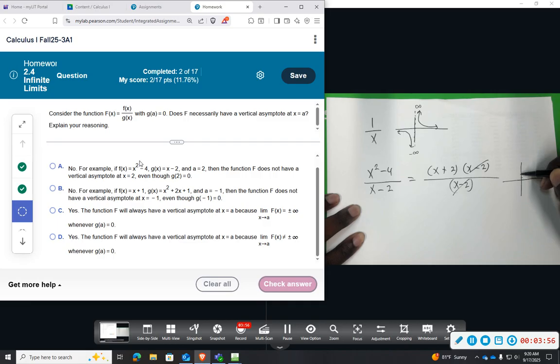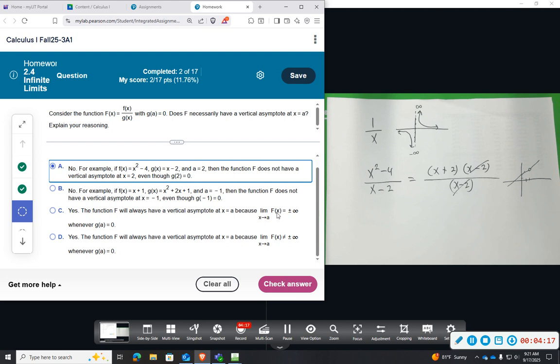you would have up 1, right 1, up 1, right 1. You would have a hole in the graph when you get to 2 instead of an asymptote. So that's what would happen. So you can have a denominator value of 0 but not necessarily have an asymptote. So A would be the one that really explains why that happens.